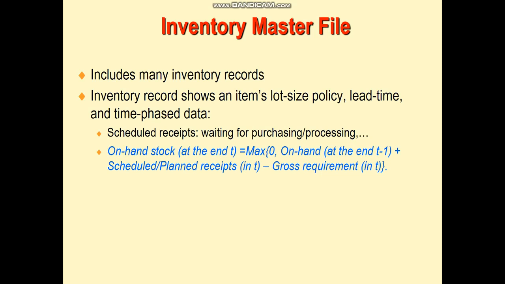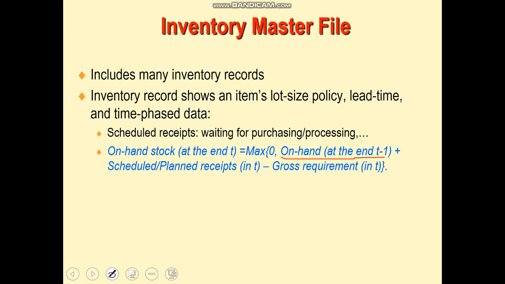and how we can calculate the on-hand stock at period T. We will calculate two values. The first value is the on-hand stock at the end of the previous period, that is T minus 1, plus the scheduled receipts in period T minus the gross requirement in period T. Then we compare that value with zero, and we take the maximum of zero and that value. We will have the on-hand stock at the end of period T.